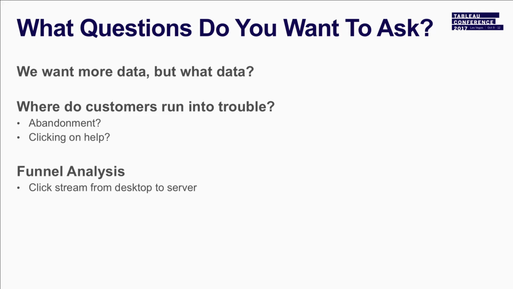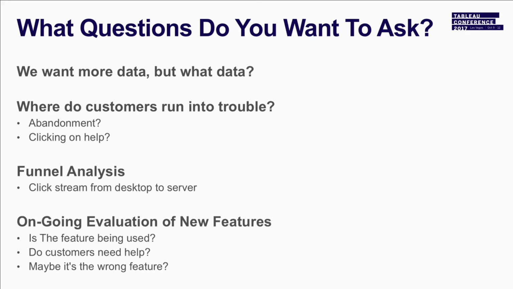We'd like to do a little bit of funnel analysis, like a clickstream analysis, but where the clickstream is spanning the desktop to the server. And we'd like to get this data on an ongoing basis. For every new feature that we launch and every time we update a feature, we'd like to know, is it being used? Are people finding it? Do they need help finding it? If they're not finding it, maybe it's because it's the wrong feature and we should spend our time developing something else.